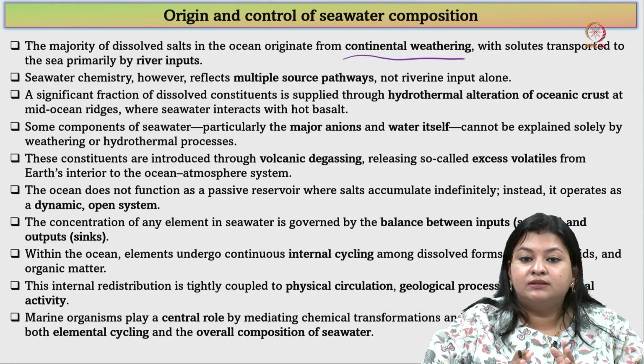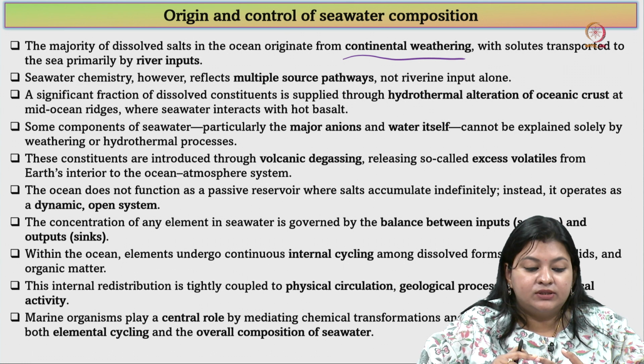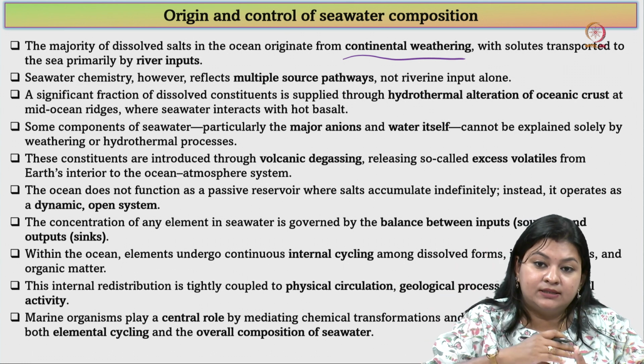And what do you mean by multiple sources? So, rivers are a direct input. What are the other sources? There can be atmospheric dust. Okay.